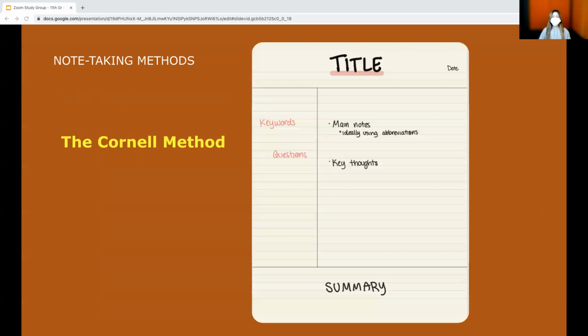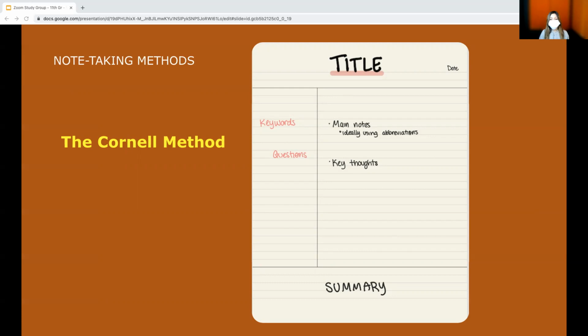The next method was the Cornell method. The Cornell method is different in that our paper is structured into 4 parts: a title once again, then a division between keywords and questions on the left-hand side of our paper, and the main notes and key thoughts on the right side. This takes up a large portion of our note sheet. And on the bottom, the key difference is that the Cornell method has a summary.